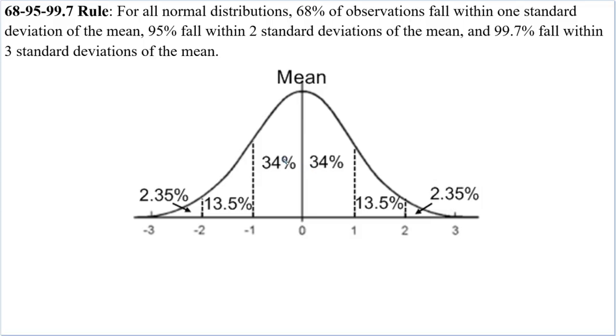If I take that 68% and split it in half, I get 34 on one side, 34 on the other side. That means from 1 to 2 up will be 13.5, and from 1 to 2 down will be 13.5 as well. And then 99.7% fall within 3 standard deviations of the mean, leaving me with 2.35 between 2 and 3, and another 2.35 between -2 and -3. Where those numbers are coming from exactly, we're not going to get into. That's more of an advanced stats discussion. We're just going to give you these numbers and show you some different types of problems we can solve with them.